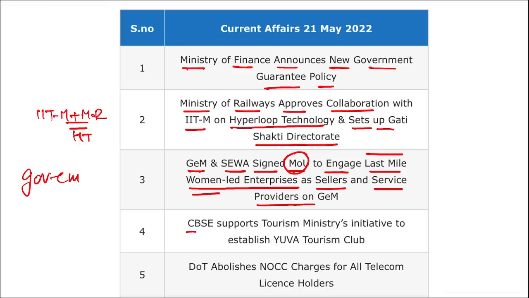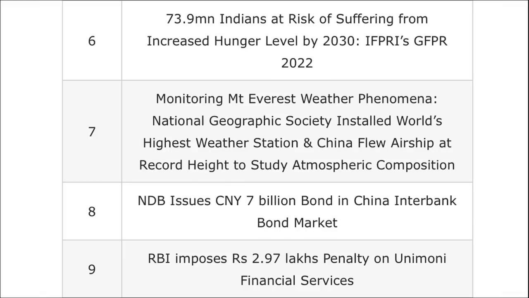Moving on, next is CBSE has supported the tourism ministry's initiative, that is Yuva Tourism Clubs, and they have instructed all the CBSE affiliated schools to start building these clubs. DOT, Department of Communication, has abolished NOCC charges for all the telecom license holders.